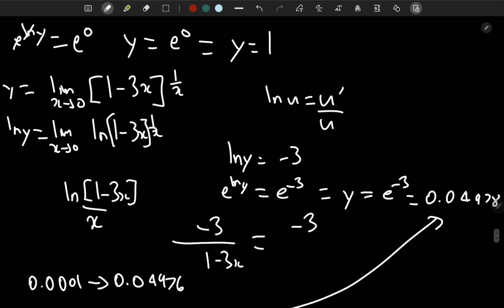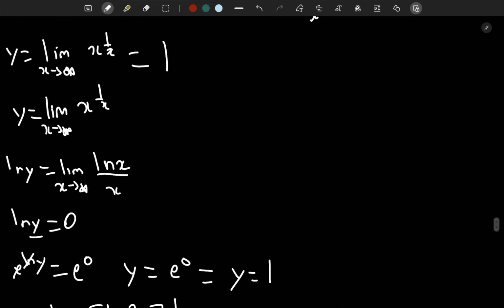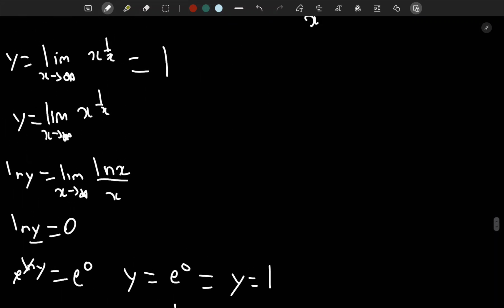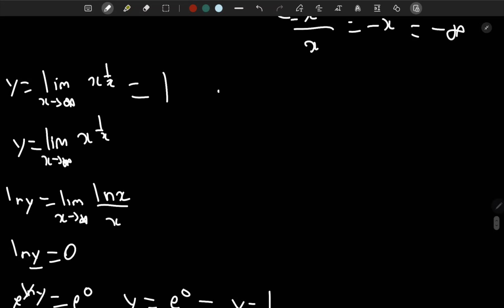Now you can also use this for infinities, by the way. So let's say we had this question, right? The limit of x to the power of 1 over x. Now again, we will start by substituting x as 9999 and then increasing the number of nines and then seeing what happens to the answer. So here we have 9999 to the power of 1 over 9999.